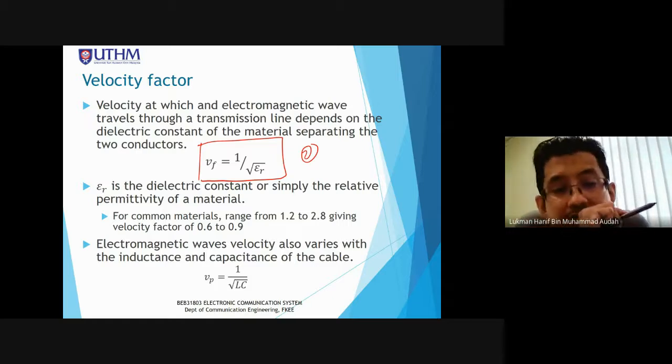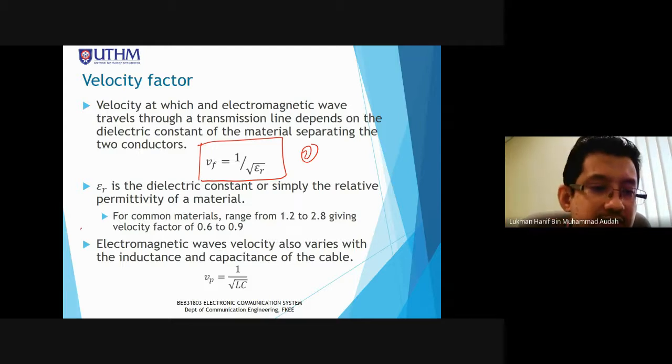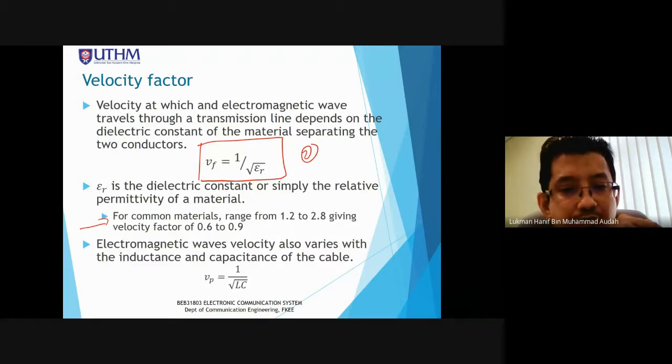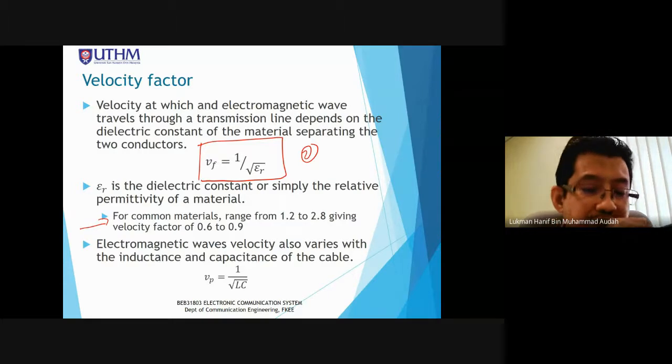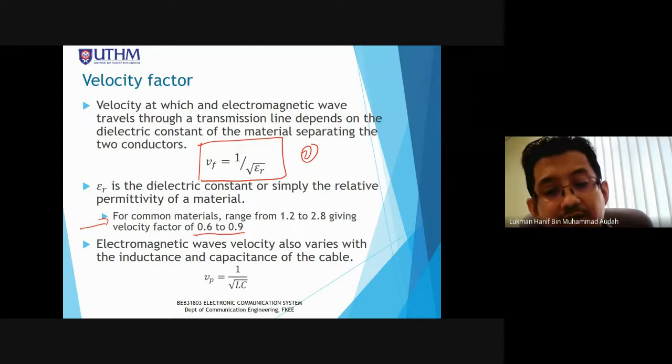Okay, so kita boleh guna persamaan yang pertama tadi ataupun persamaan yang kedua. Kalau kita dah tahu nilai epsilon r, we can straight away find the velocity factor. Okay, so ini ada dinyatakan di sini, for common materials the range from 1.2 to 2.8 giving velocity factor of 0.6 to 0.9. So velocity factor ini dalam range tertentu, so nanti kita akan lihat.